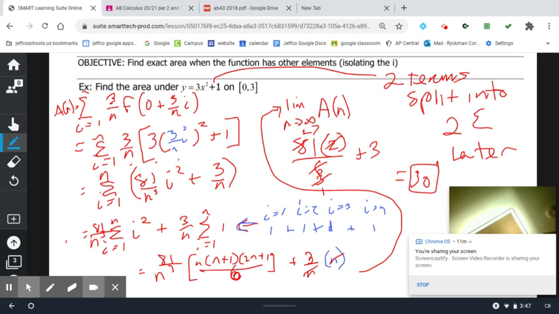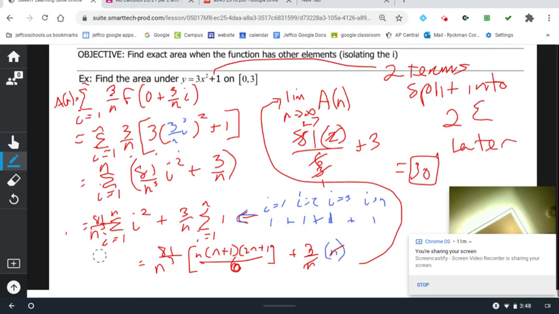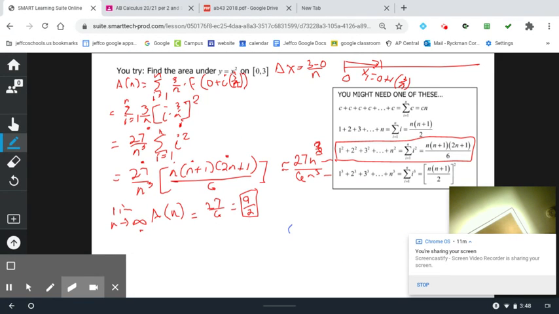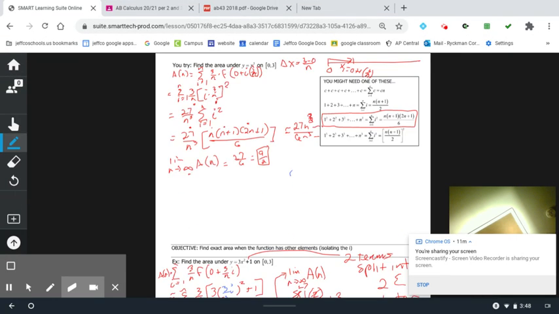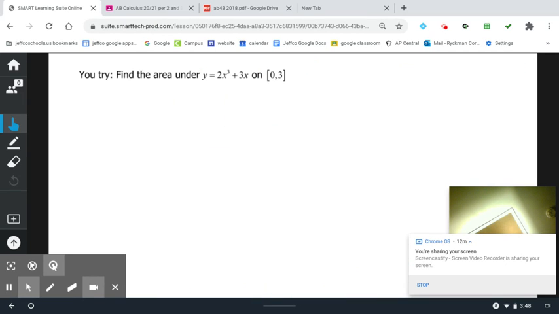Okay. Now I need to... Darn it. So here's the problem. I need to get to the next page, and I don't. And I cannot. Okay. So you try this one. It's on the next page.